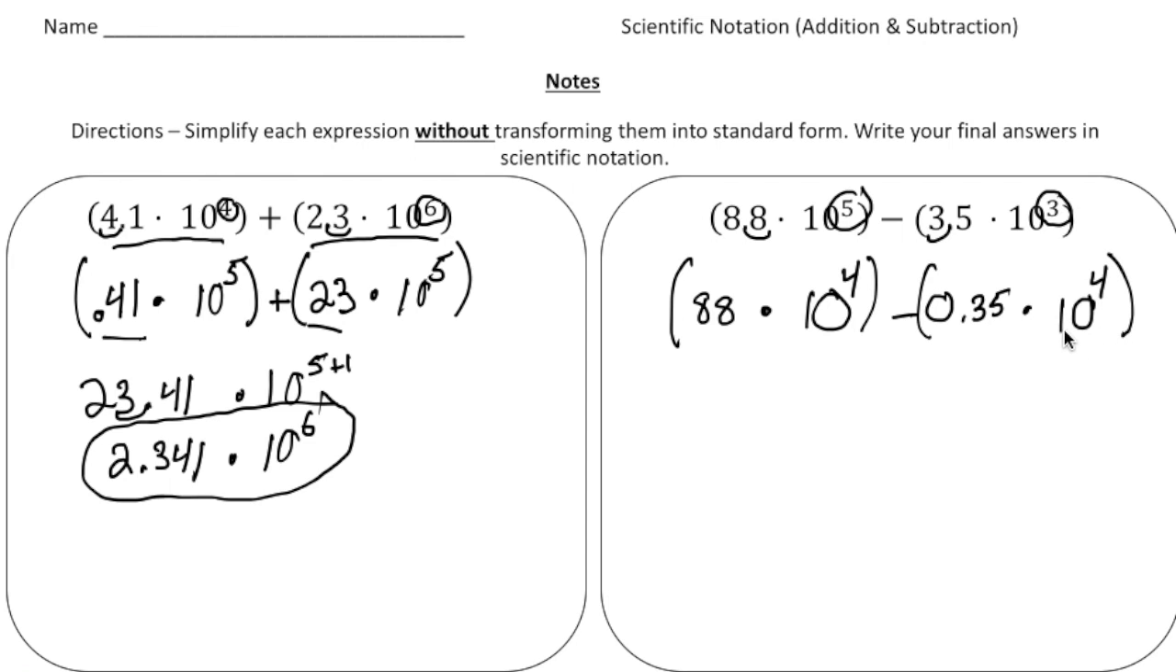All right, now here's a big thing you need to understand. 88 times 10 to the 4th is the same as up here on the top, 8.8 times 10 to the 5th, okay?